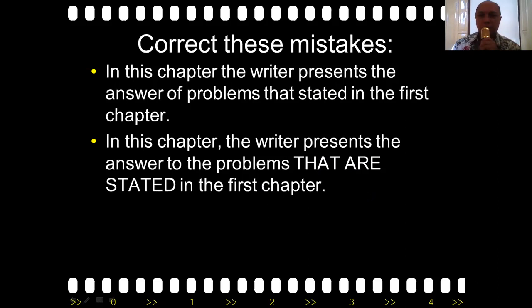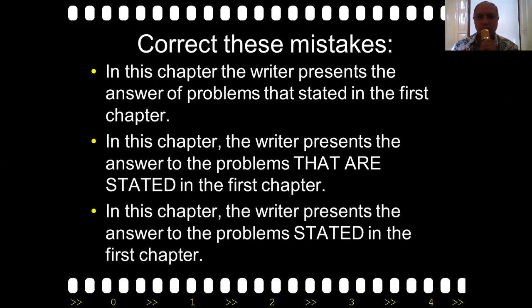Okay, but of course you can reduce this, you can shorten this by dropping the that as the relative pronoun and the be. Yeah? So you can have something like this. In this chapter, the writer presents the answer to the problems stated in the first chapter. So you see, now this is a reduced passive clause. You drop the that and the be, and you have only the verb 3 there after the problems. Okay, right. Now let's go to the next one.